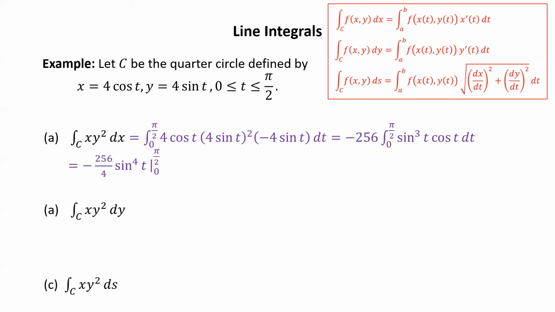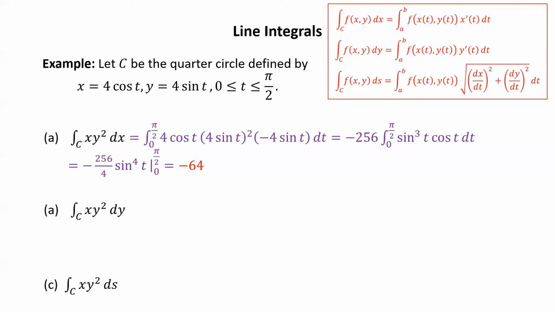So we just get u to the fourth over 4, or equivalently sine to the fourth t over 4. 4 goes into 256 64 times, so we get negative 64. The sine of pi over 2 is 1, and the sine of 0 is 0. So we get 1 to the fourth minus 0 to the fourth, which is just 1. So the final answer is just negative 64.